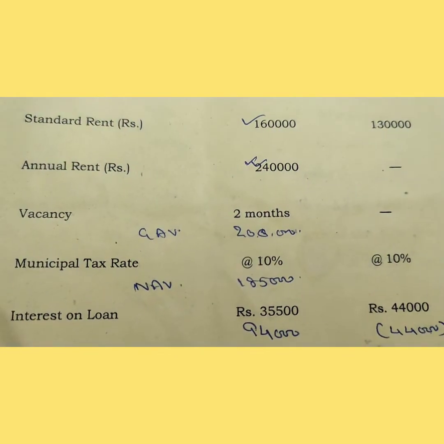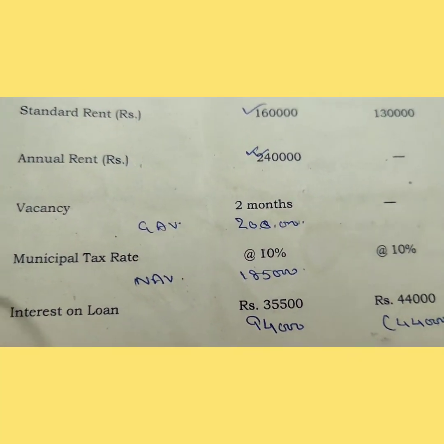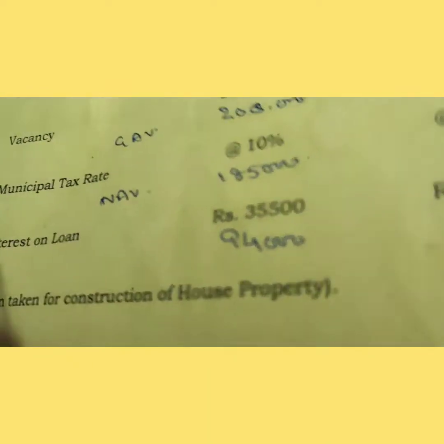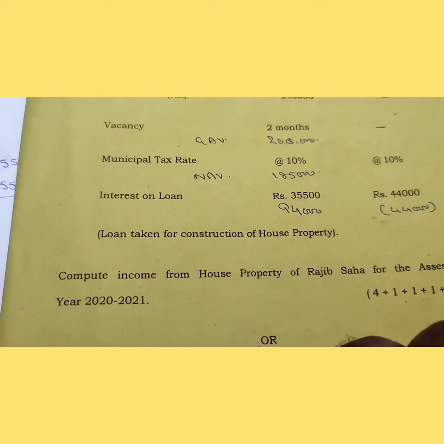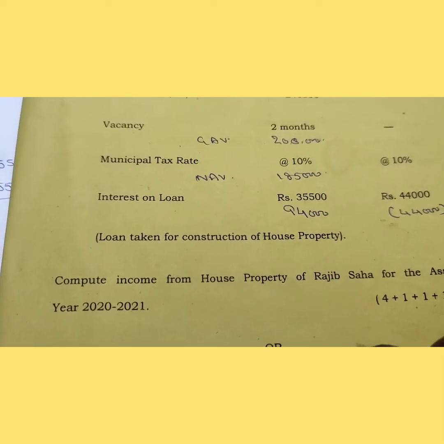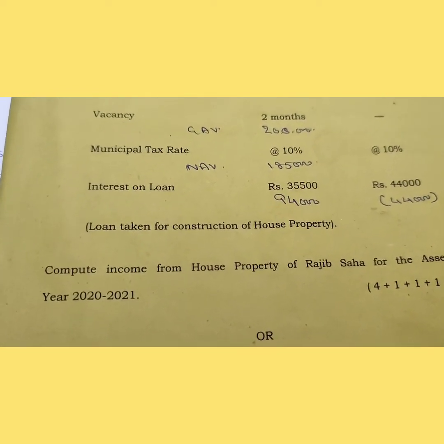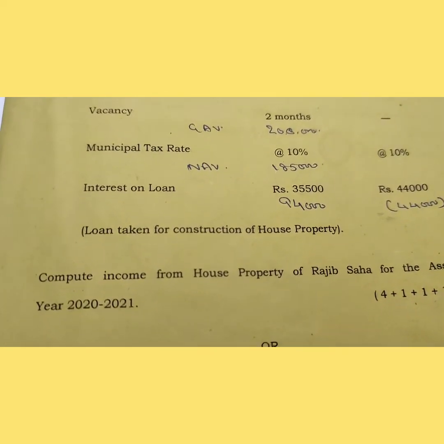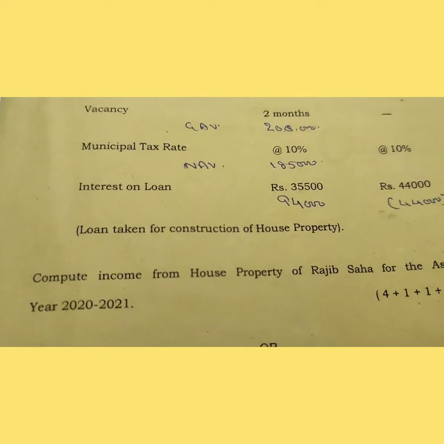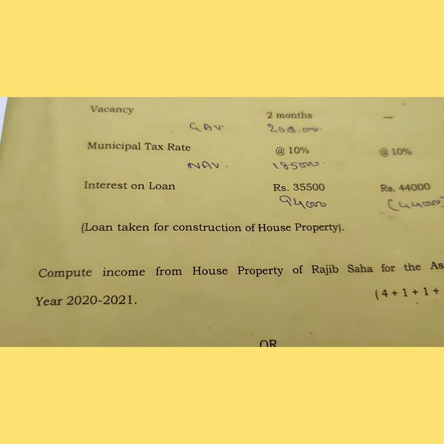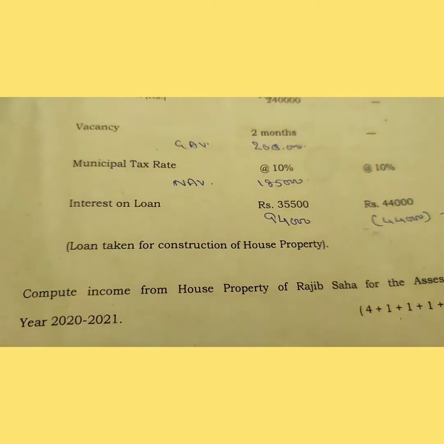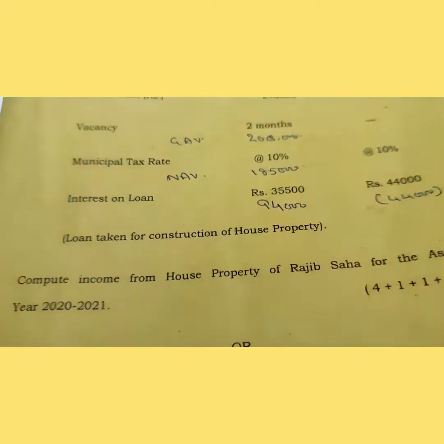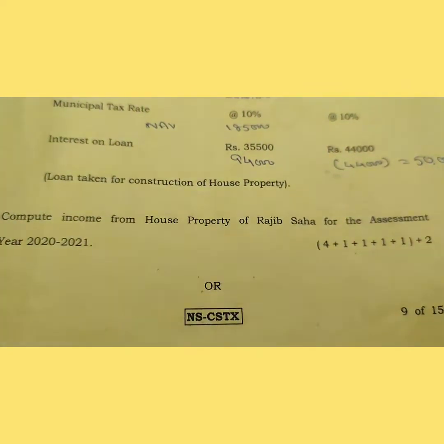Now, vacancy for house 1, that is a let out house, is 2 months. Municipal tax rate is given as 10% for house 1 and 10% for house 2. Interest on loan is 35,500 for house 1 and 44,000 for house 2. It is also given that the loan is taken for construction of house property. This is very important because in case of a self-occupied house, there is a limit on interest on loan. You have to compute income from house property of Rajiv Shah.